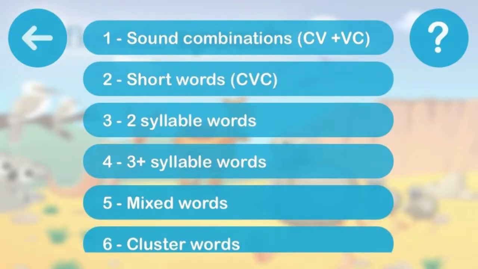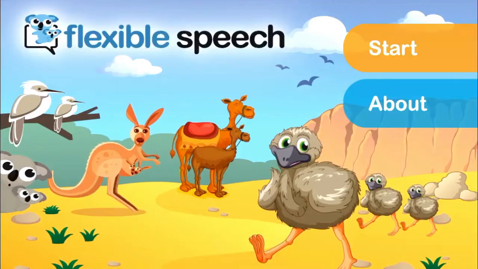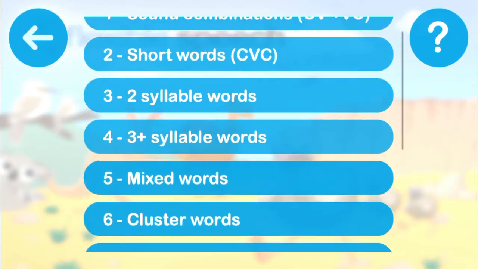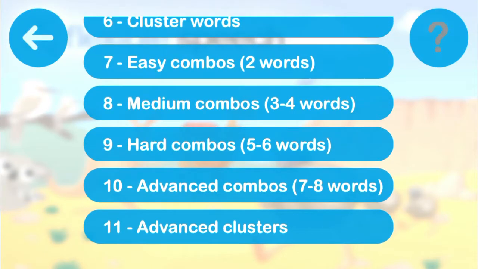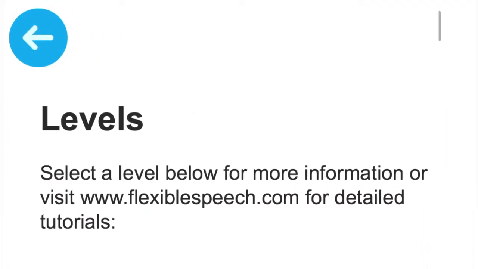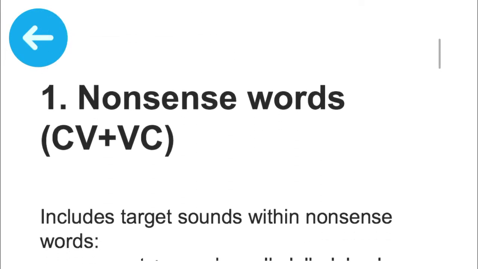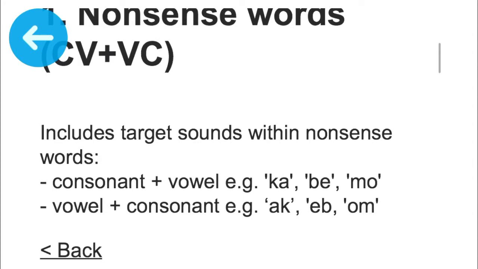So the app offers a bunch of different options for categories that you want to focus on. The categories range from level 1, which is sound combinations, so very basic and easy sounds, all the way down to level 11, which is the hardest advanced clusters level. Once you look at the levels, you're also offered a description of each level.